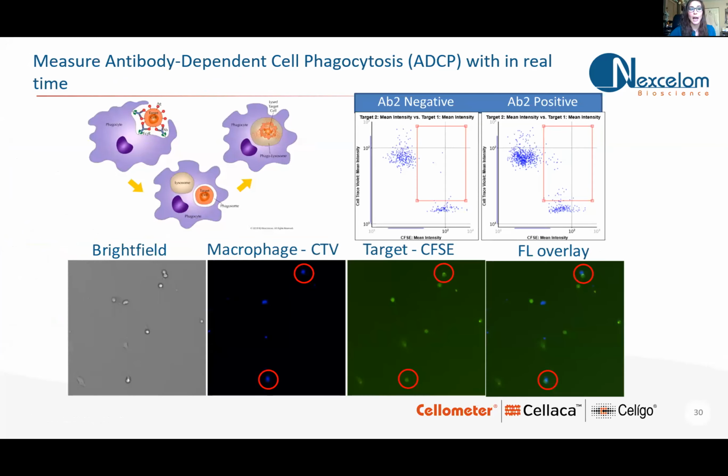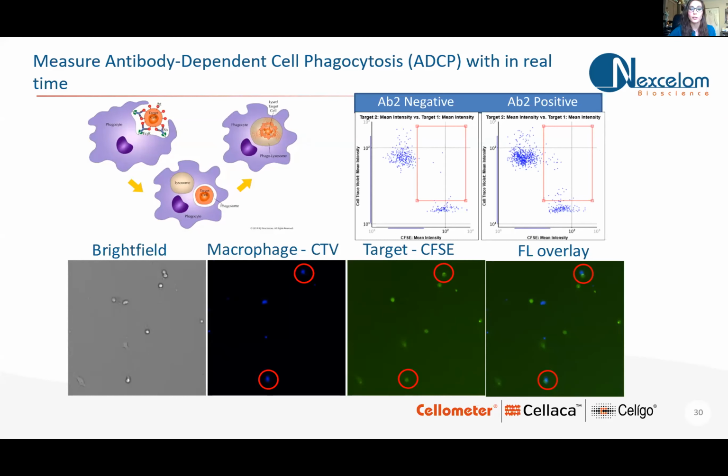Taking a similar tack, you can also monitor things like antibody-dependent cell phagocytosis. And so this is utilizing a similar approach, except instead of cytotoxicity, you're recruiting a phagocyte such as a macrophage to actually bind to and phagocytose the target cell. So here what we have is your target cell is labeled with CFSE, your macrophage is labeled with CellTrace Violet in this instance. You can see your bright field and your fluorescent merge. So you're looking for that co-localization.